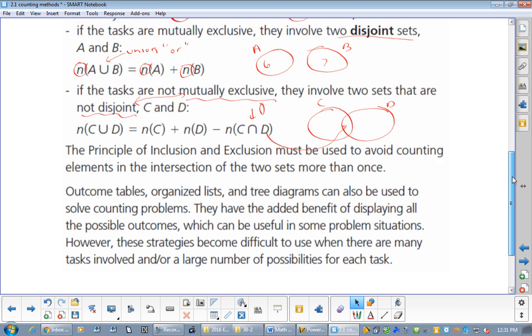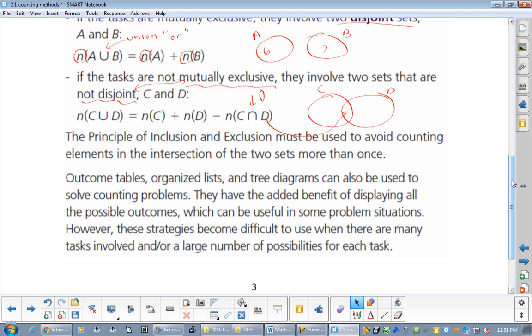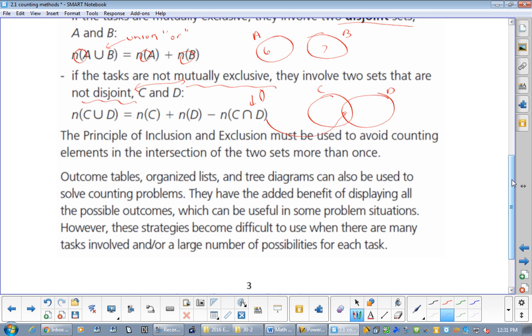The principle of inclusion and exclusion must be used to avoid counting elements in the intersection more than once. We counted the middle twice, didn't we? So we subtract it out to get it once. Outcome tables, organized lists, and tree diagrams can all be used to solve counting problems. They have the added benefit of displaying all the possible outcomes. We need a lot of strategies to be able to do these.